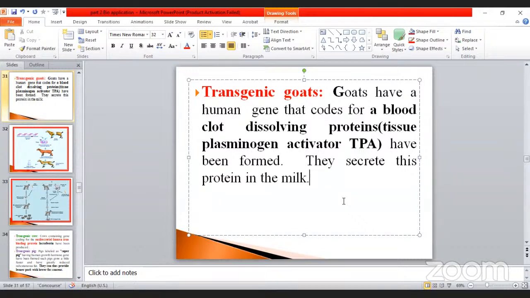So you have to take more milk in this area where this type of goat milk is available. When we are consuming it, what happens? You will get the plasminogen activator protein molecules. As a result, blood clotting is also prevented. That is very, very important.